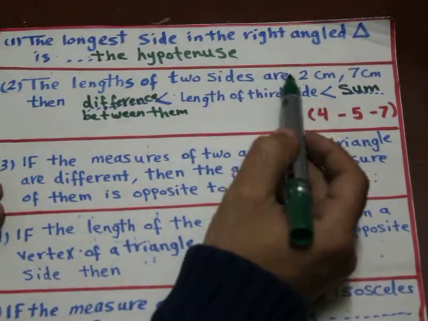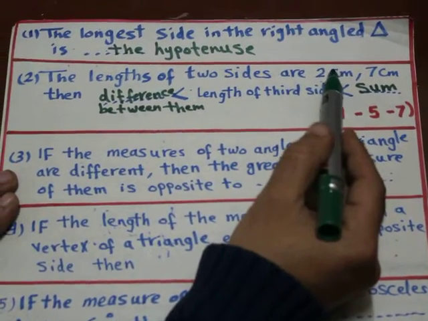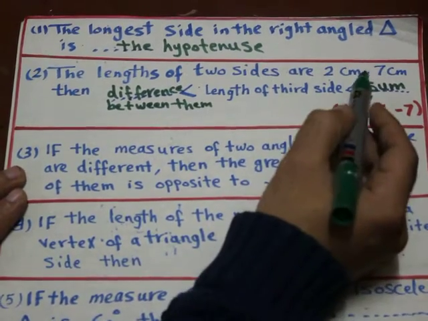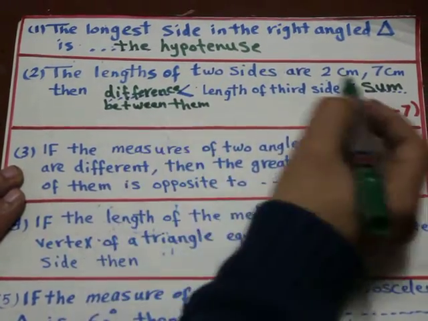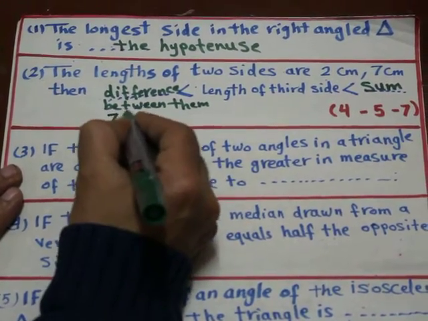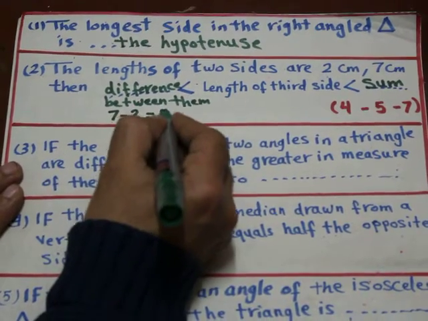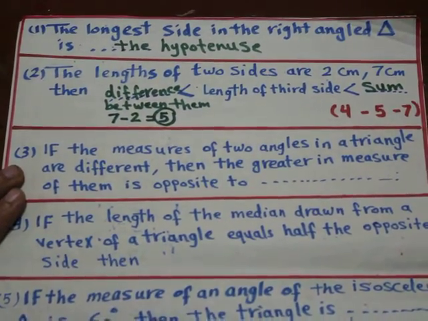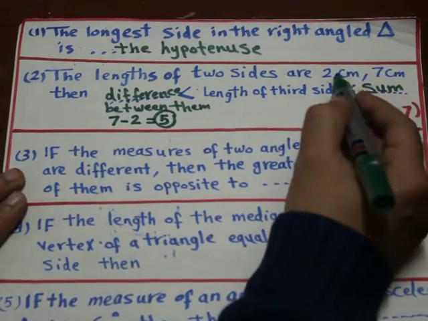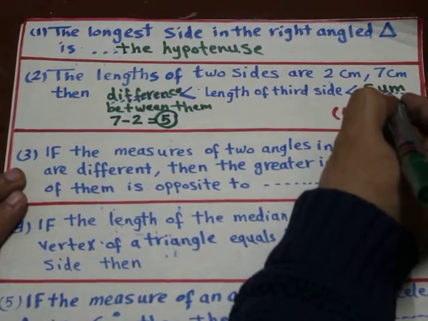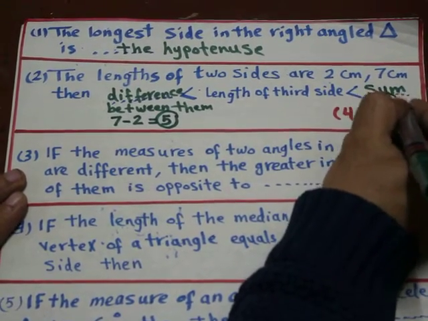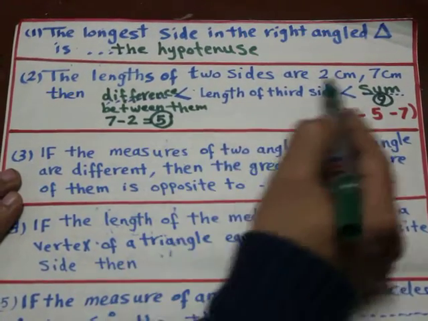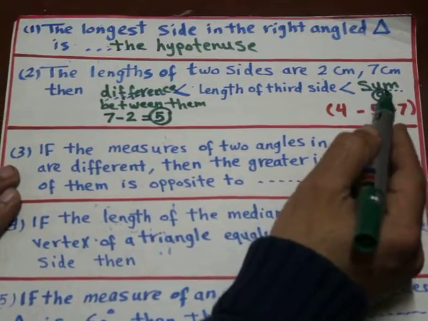So here we have the lengths of the two sides are 2 centimeters and 7 centimeters. So find the difference between them, which is 7 minus 2 equals 5. And the sum of them, 2 plus 7, is 9. So the length of the third side is greater than 5 and smaller than 9.